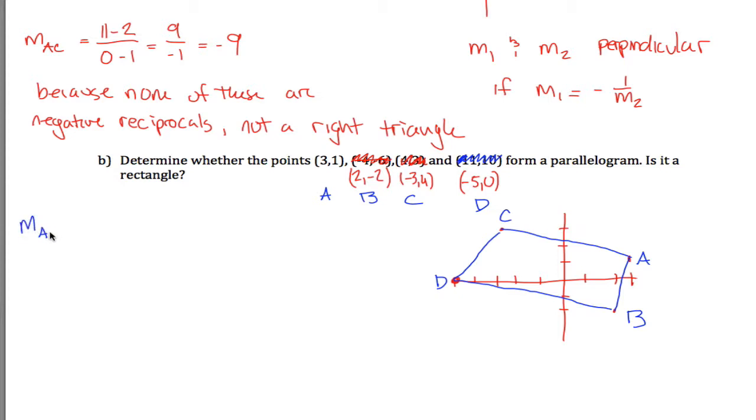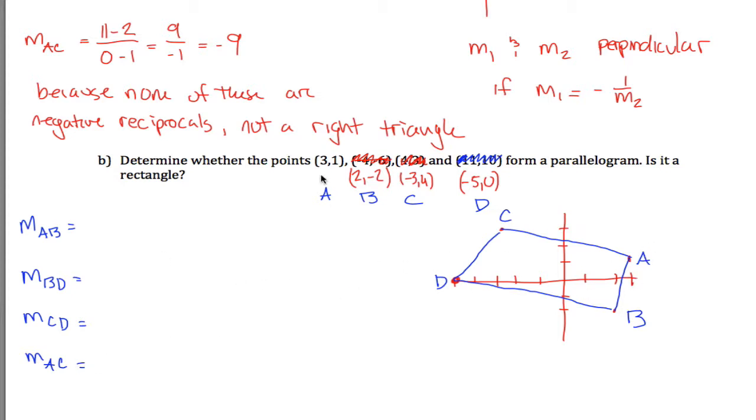We'll need MAB, this guy right here. We'll need MBD. We'll need the slope of CD. And we'll need the slope of AC. And the way we'll figure those out is just like we did above.